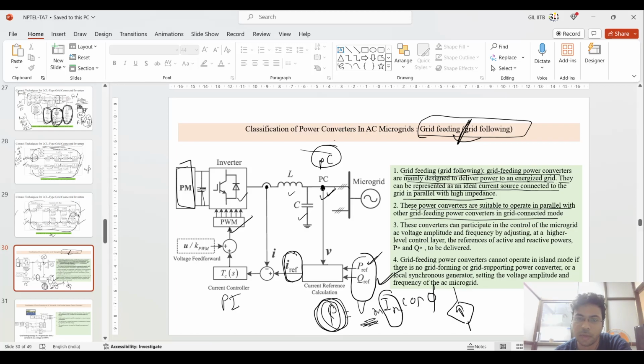Okay, so these power converters are suitable to operate in parallel with other grid feeding power converters in the grid connected mode, because you can connect multiple units in parallel. What it has been shown earlier. In this point, you can connect multiple times, a number of microgrids. And here.